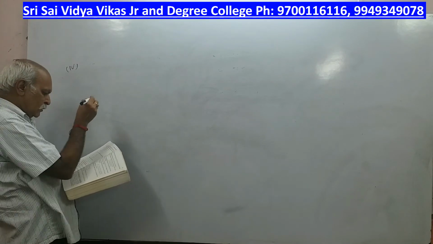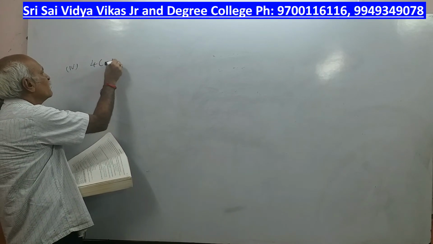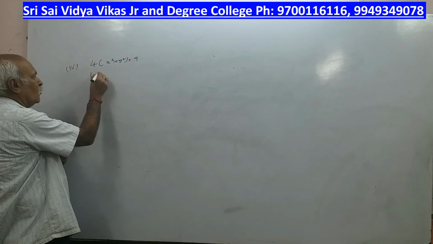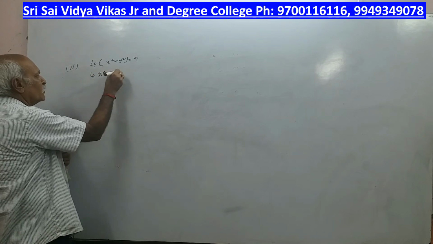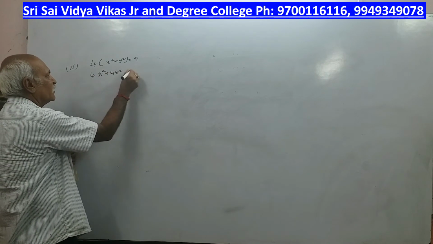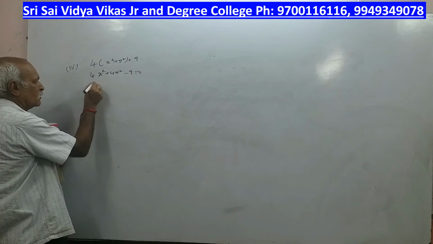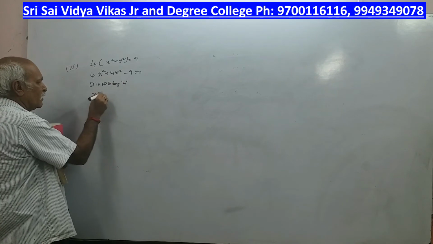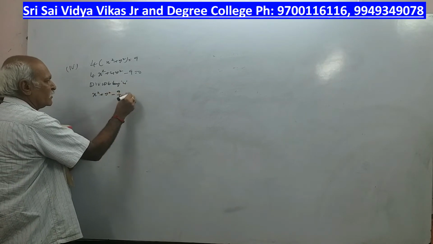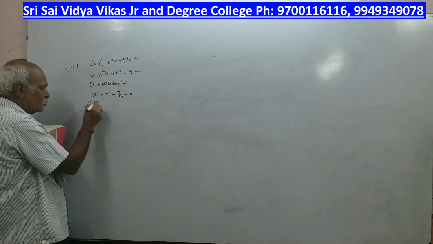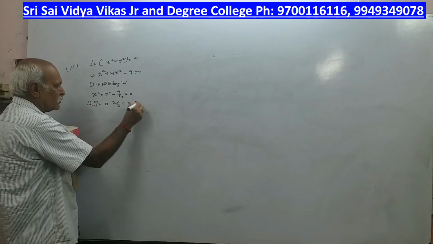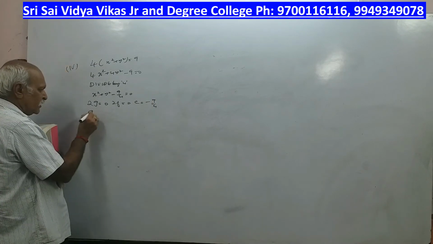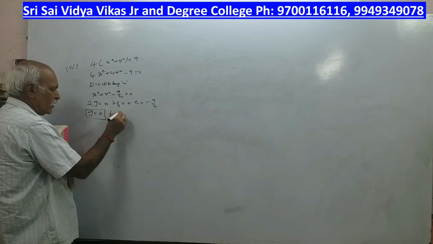Look at this problem: 4(x² + y²) = 9. Again, 4x² + 4y² - 9 = 0. Divide by 4. So this becomes x² + y² - 9/4 = 0. Again 2g is equal to 0, 2f is equal to 0, c is equal to minus 9 by 4. G value 0, f value 0.